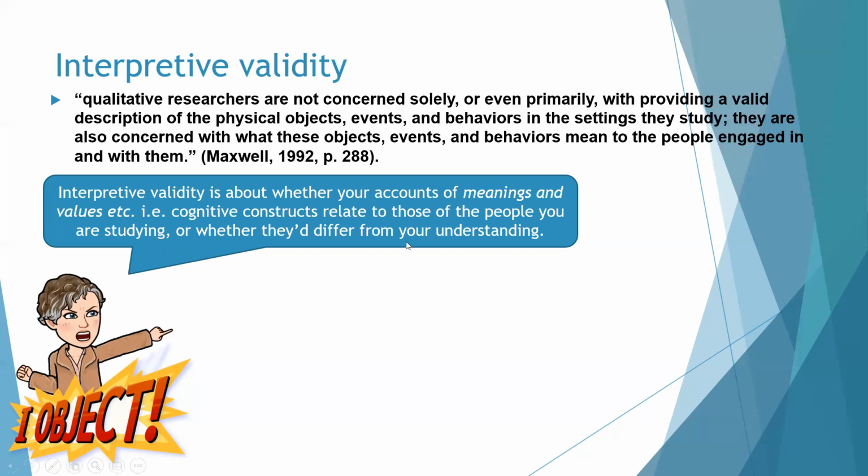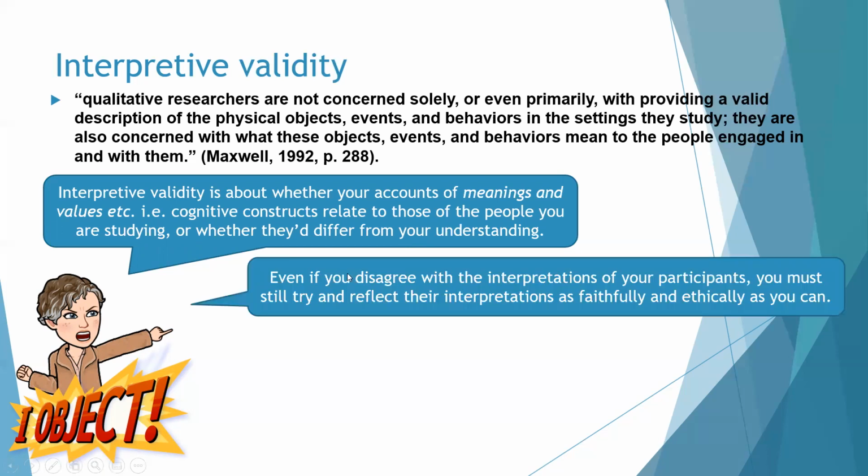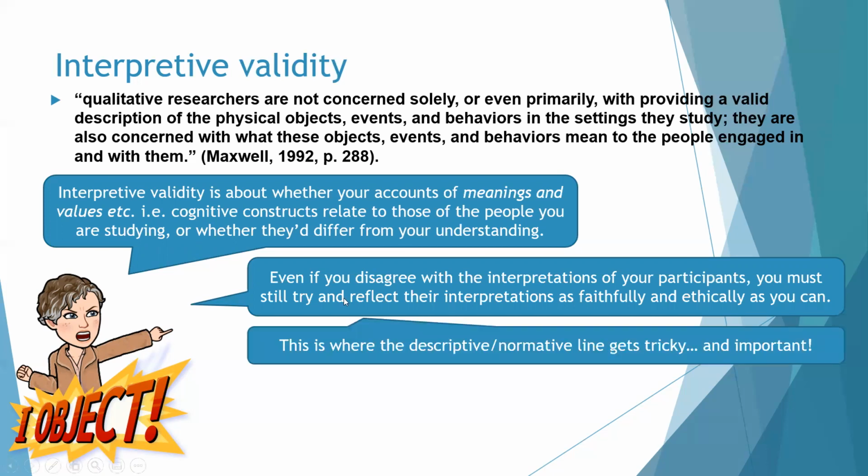You can see how descriptive validity and interpretive validity are not always easily or clearly distinct. But even if you disagree with the interpretations of your participants regarding certain events or phenomena, you still need to try and reflect their interpretations as faithfully and ethically as you can. And this is where that descriptive normative line can get a little bit tricky, but also very, very important.